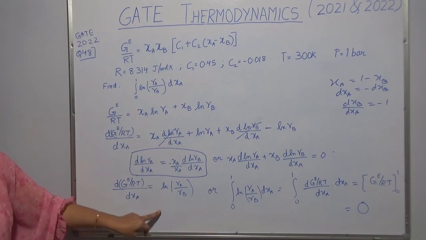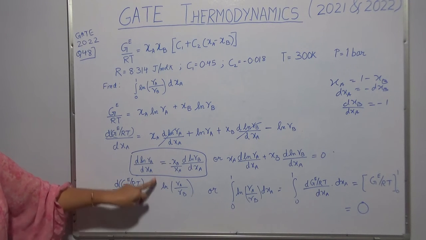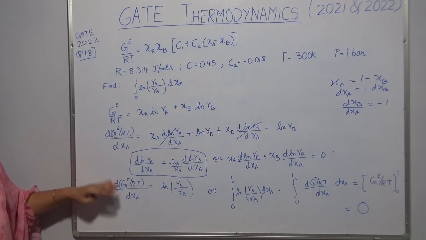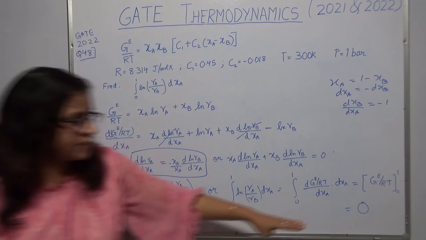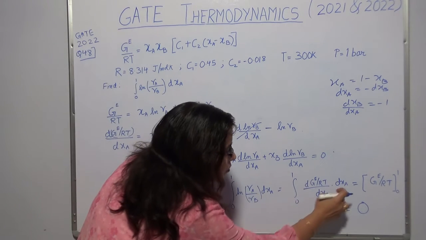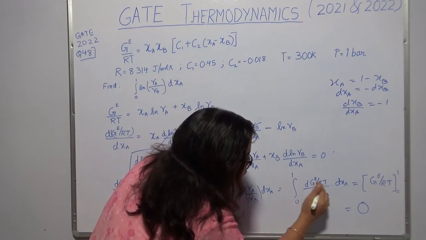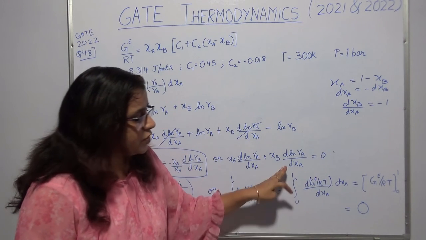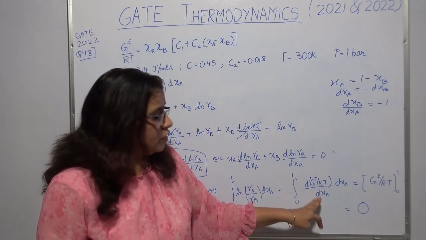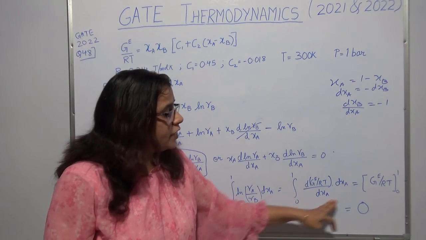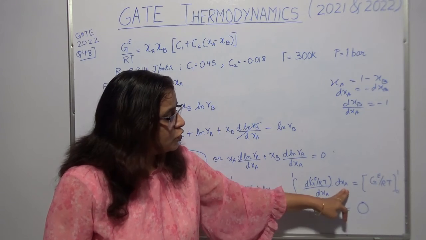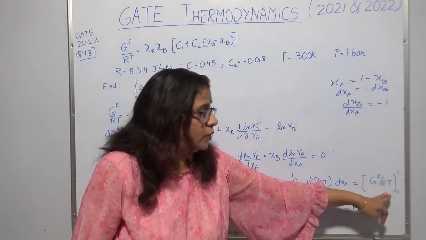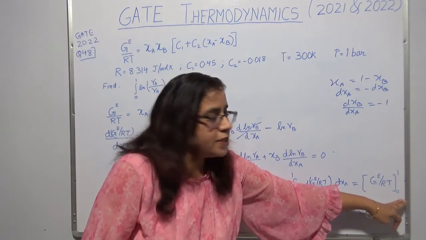Now I have to integrate it with respect to dXA from 0 to 1. That is what I am doing. This is equal to the differential of GE by RT with respect to XA. So the integration of this with respect to dXA from 0 to 1: you are differentiating with respect to XA and then integrating again with respect to XA, so you will land up with the original function GE by RT which you started with. Now I am just applying my limits 0 to 1.